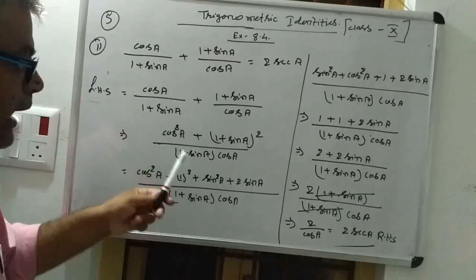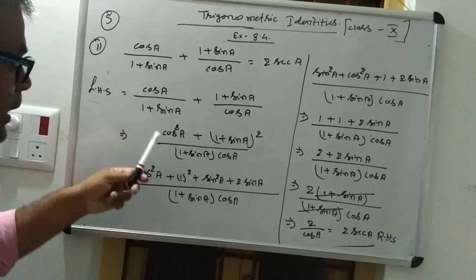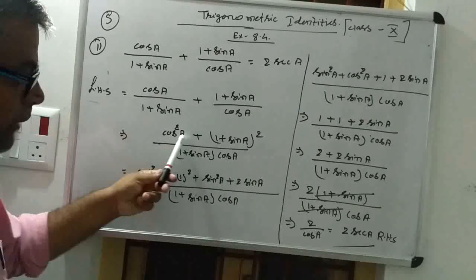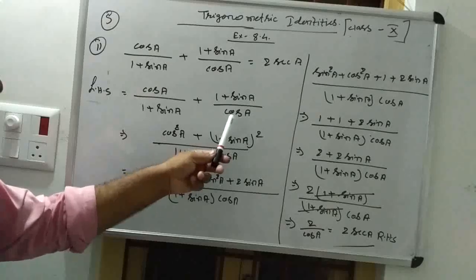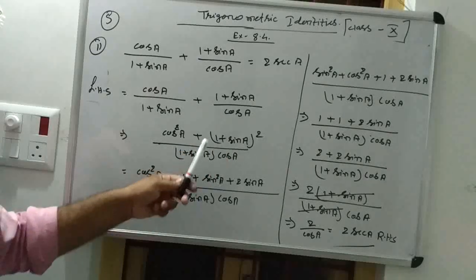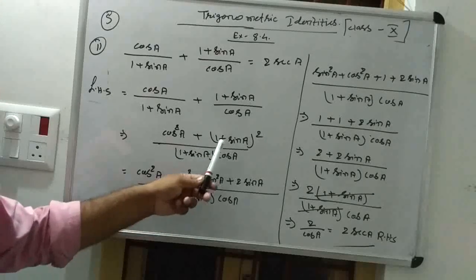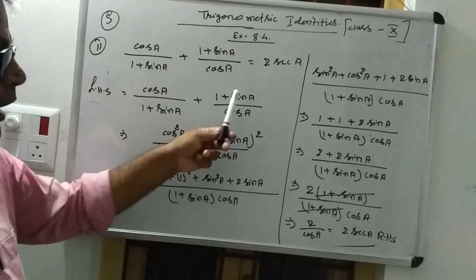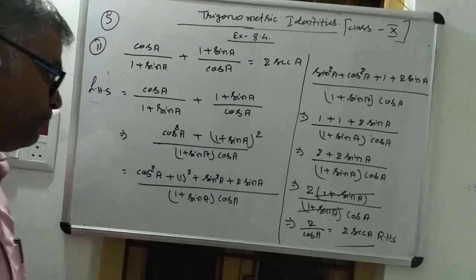and when you divide the LCM by the denominator 1 plus sin A, you will get cos A, and cos A into cos A will become cos squared A, plus again when you divide the LCM by cos A, the cos A will get cancelled, so we will be left with 1 plus sin A, and 1 plus sin A into 1 plus sin A will become (1 plus sin A) whole squared.